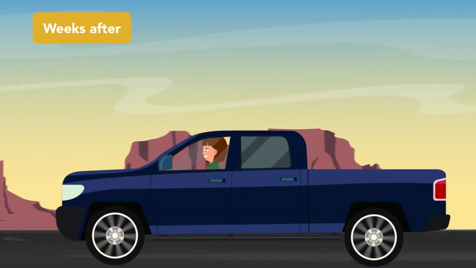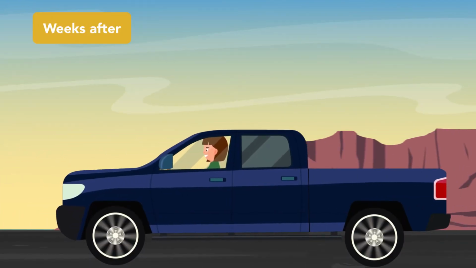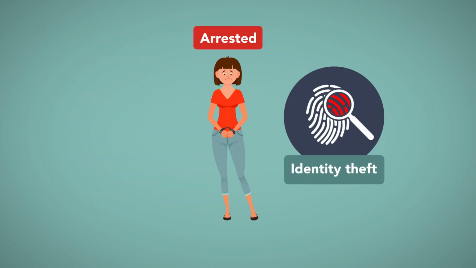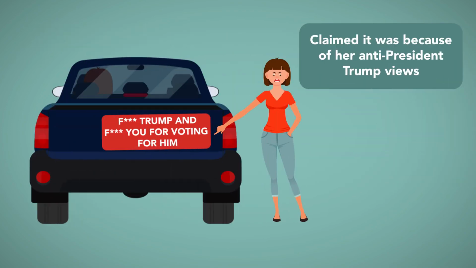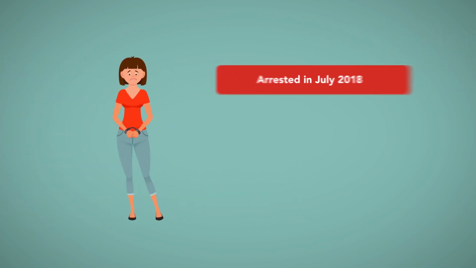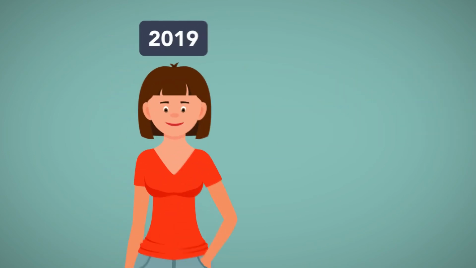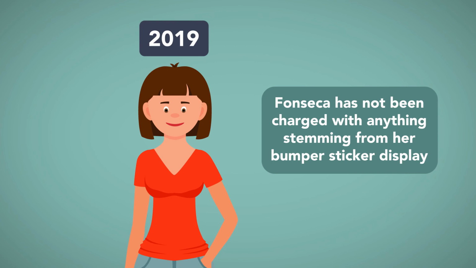Weeks after she was first seen driving around with the bumper sticker, the driver, Karen Fonseca, was arrested for an outstanding warrant for identity theft charges, but she claimed it was because of her anti-President Trump views. She was arrested in July of 2018 and was arrested again for resisting during a traffic stop. However, as of early 2019, Fonseca has not been charged with anything stemming from her bumper sticker display.